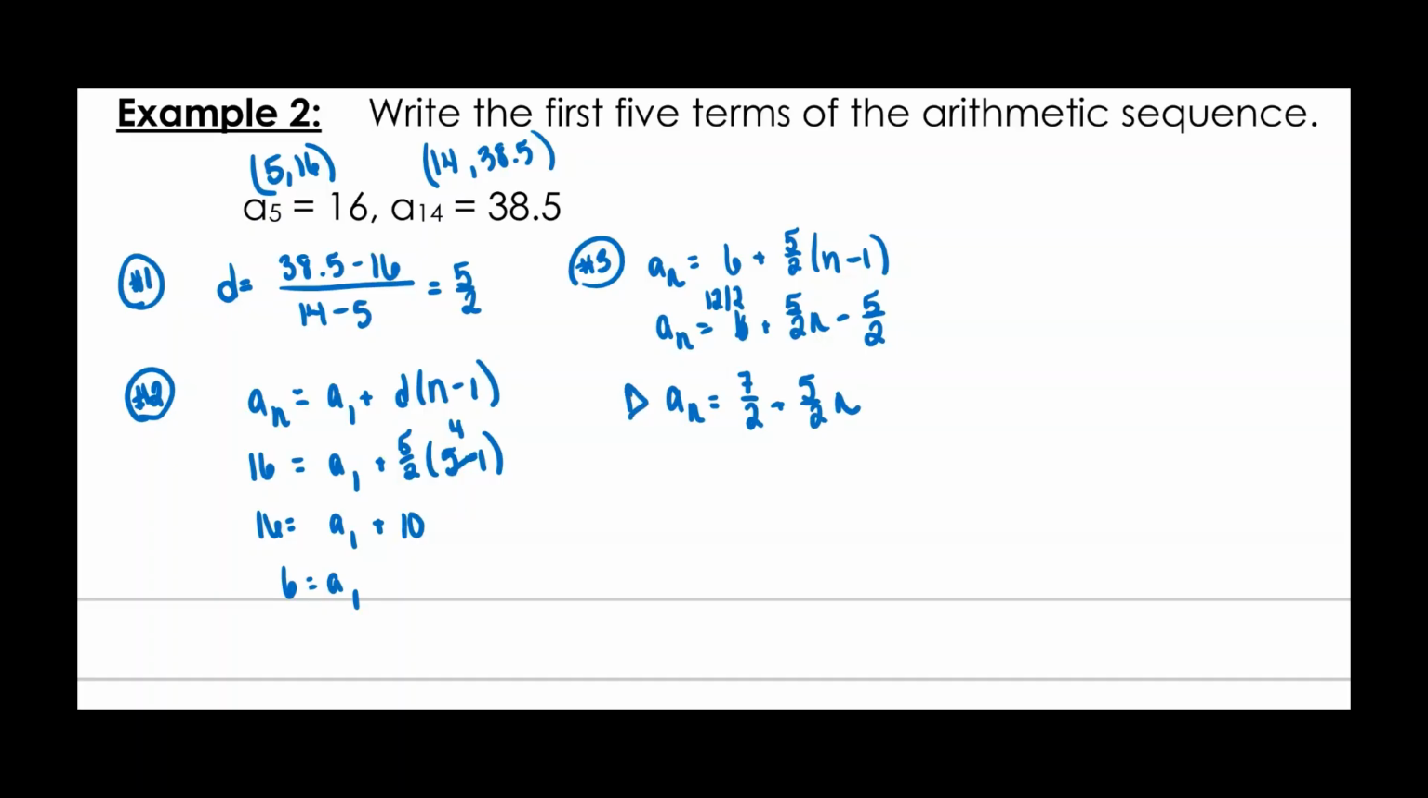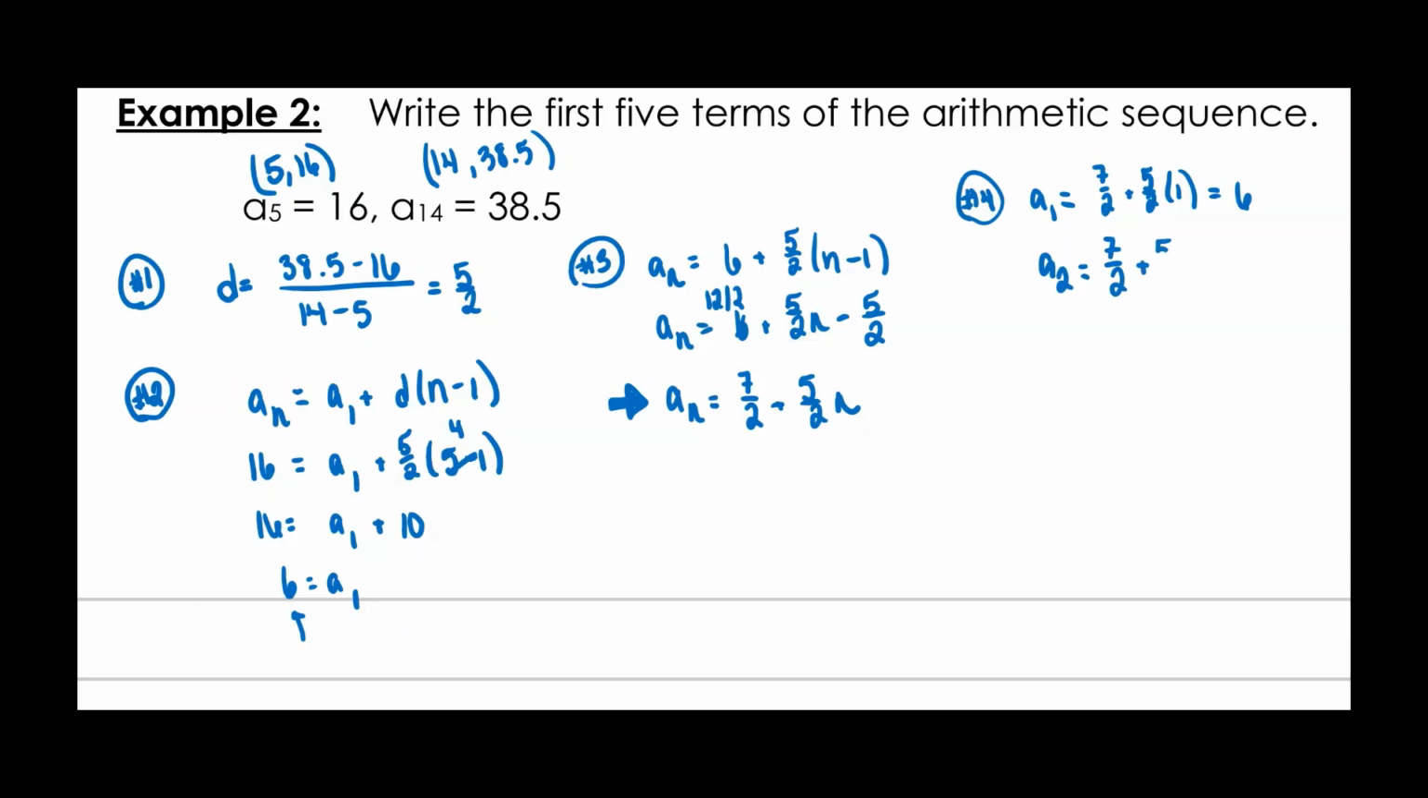Okay, and the whole point of this is to give us the explicit formula so that we can go ahead and generate the 5 terms of the sequence. All right, so now that I've got the pattern, now I'm going to go ahead and work it. So my first term here is going to be 7 halves plus 5 halves times 1. That's going to give us 12 over 2, which is 6. And again, we already found that in this prior step, but I just want to show you that it all works out.